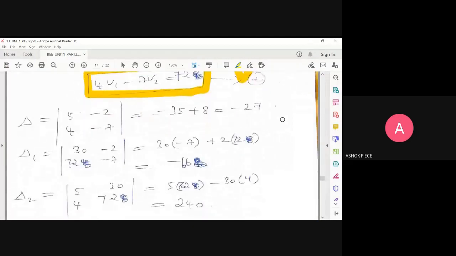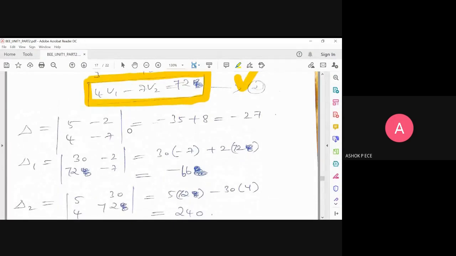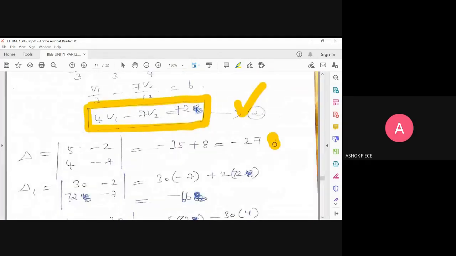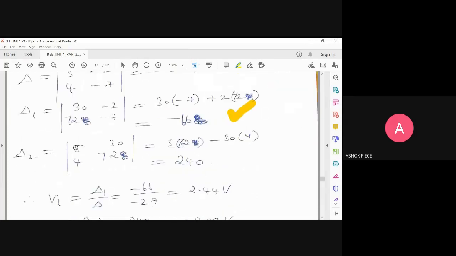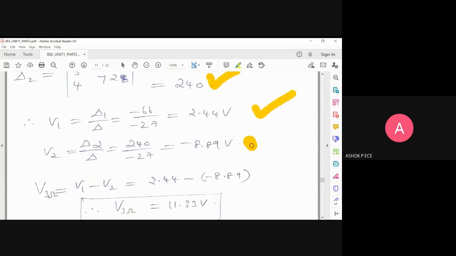By mistake, don't write the final answer as I1, I2, because in node analysis, remember, we are finding the voltage. So V1 and V2 are the answers you will get. I have done it by Cramer's rule. Delta is 5, minus 2, 4, minus 7, so delta is minus 27. Delta 1 is 30, minus 2, 72, minus 7, I get minus 66. Delta 2 is 5, 30, 4, 72, I get 240. So I get V1 as 2.44 volt and V2 as minus 8.89 volt. Is this correct? Yes, sir.